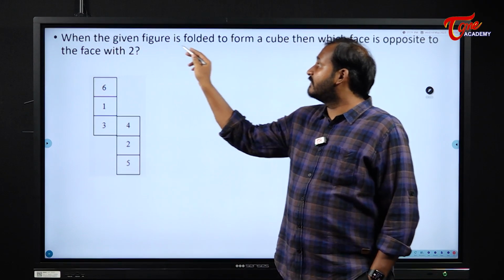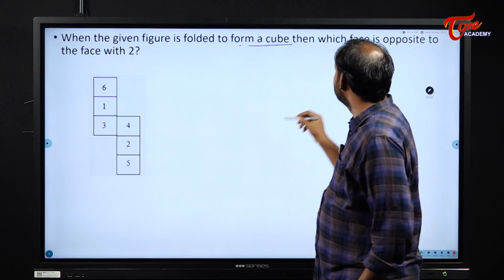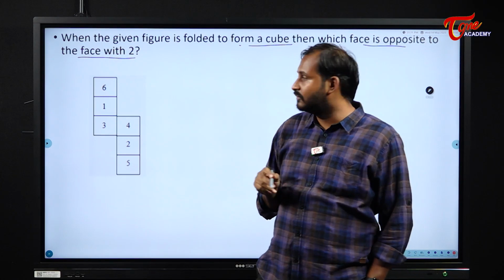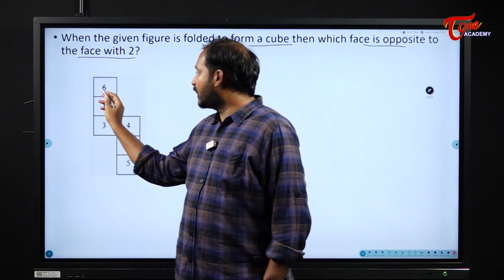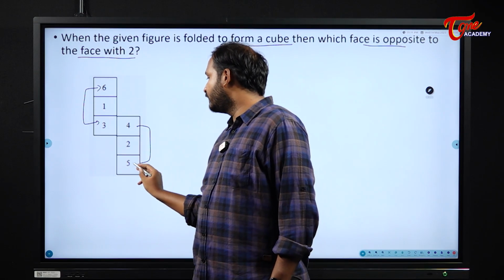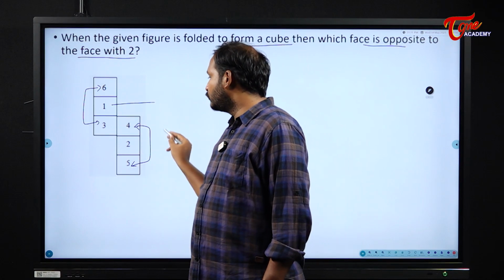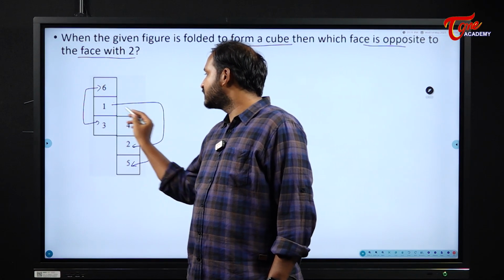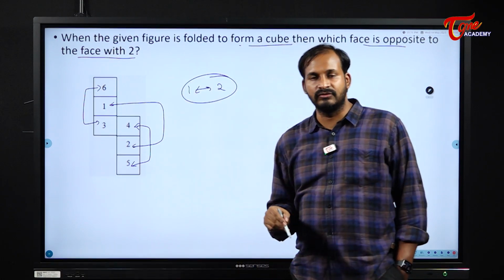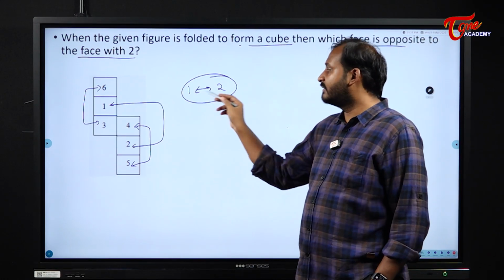When the given figure is folded to form a cube, which face is opposite to the face with 2? As usual, what I have told you, try to write the opposite pairs. 6 and 3 will be opposite to each other. 4 and 5 will be opposite to each other. So, the only numbers left for us are 2 and 1. That means 1 and 2 are opposite to each other. So, the number opposite to the face with 2 is 1. That will be our answer here.